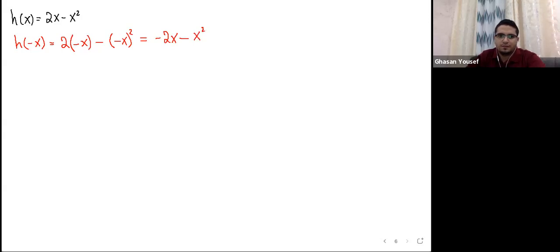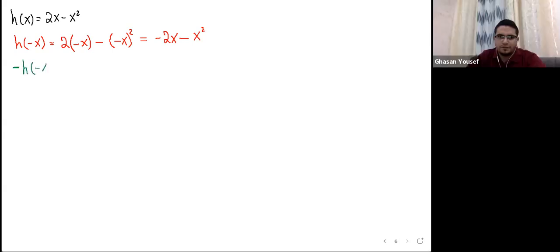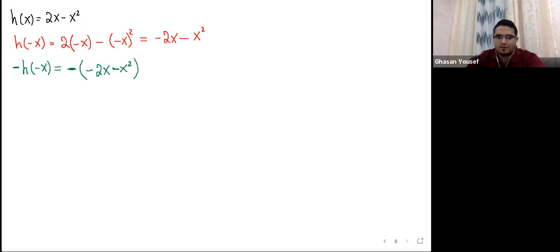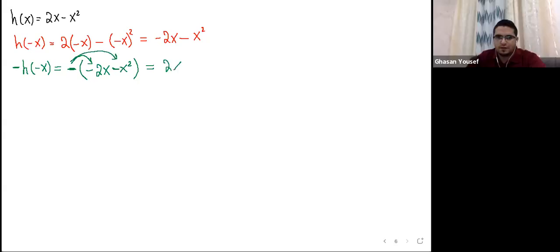Now for the second step, we have to find negative h of negative x. Since we already found it, now we just have to negate the function we just found. So negative of negative 2x minus x squared. Now we have positive 2x, we have to distribute, plus x squared. Nice. Now we have to check.